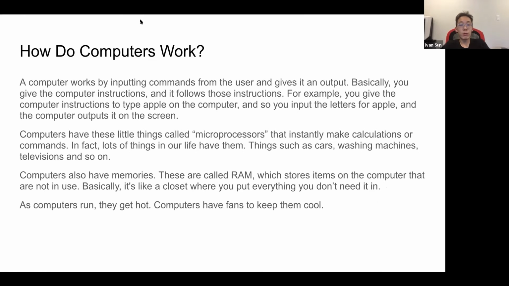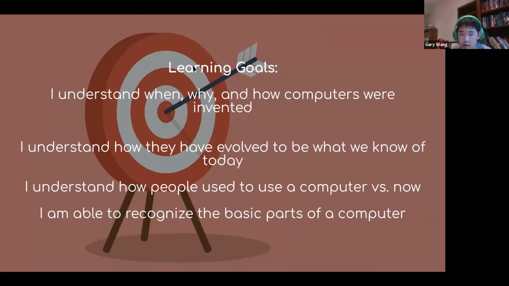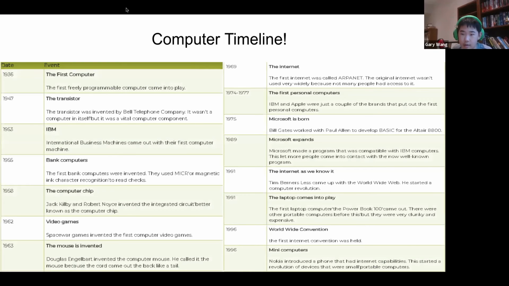So let's just move back to the next timeline. Ivan, go to the timeline. All right. So this is a computer timeline, the history generally of computers. We're gonna get into some advanced technical terms and concepts. So once again, if you don't know anything, just interrupt us.